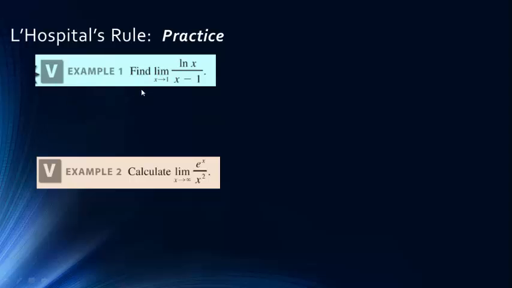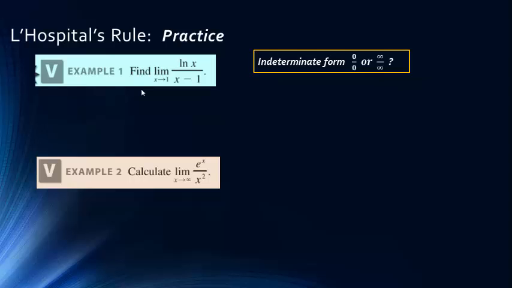Okay, so the first thing we want to do is, do we have an indeterminate form? Well, the natural log of 1, the log of 1 is always 0, so as we're getting closer to x being 1, we're getting closer to 0.